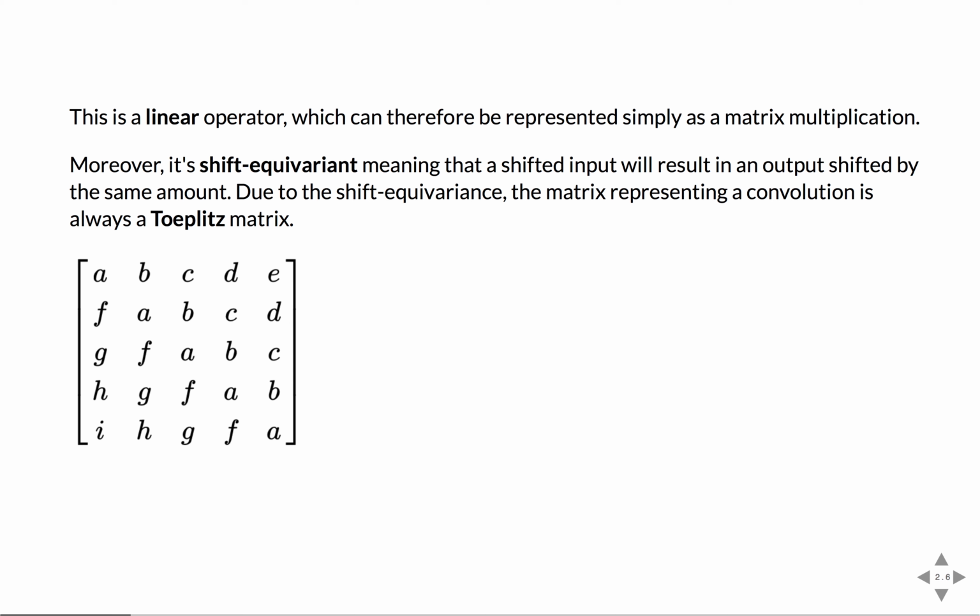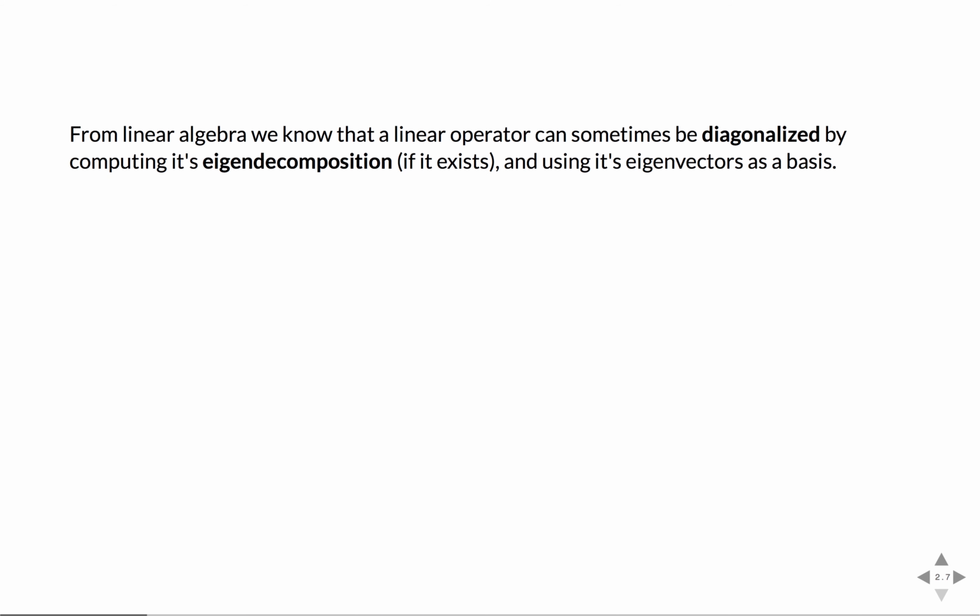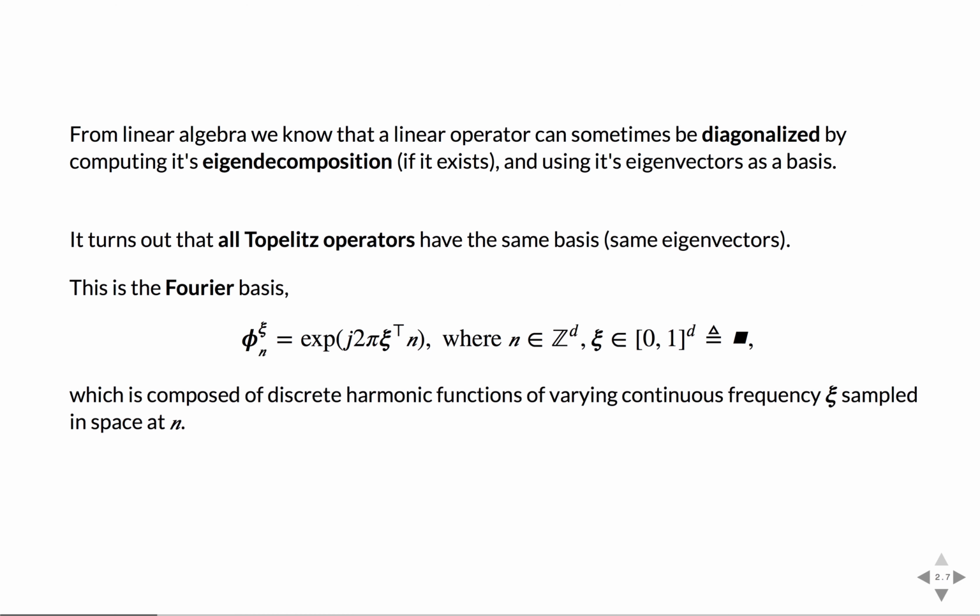And in the case of convolutions, which are shift equivariant, which means that if you take a shifted input, you'll get a shifted output by the same amount, you can represent these operations using Toeplitz matrices. So a really important feature of Toeplitz matrices is that you can compute an eigen-decomposition of them, and you have the same eigenvectors for any Toeplitz matrix. And these eigenvectors are actually the Fourier basis.